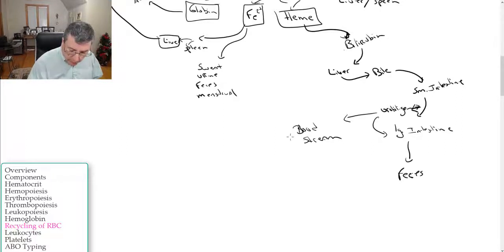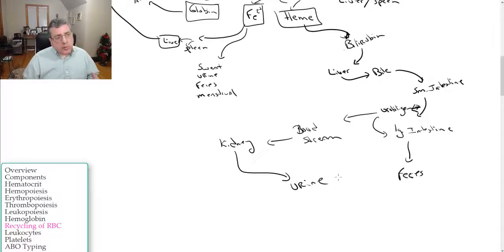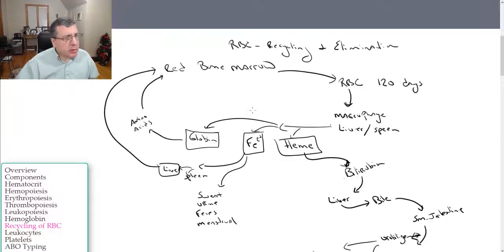And so from the bloodstream, it goes to the kidney. And from kidney, it's out into the urine. Okay, so that's your basic pathway on this. So let's kind of go through these again.